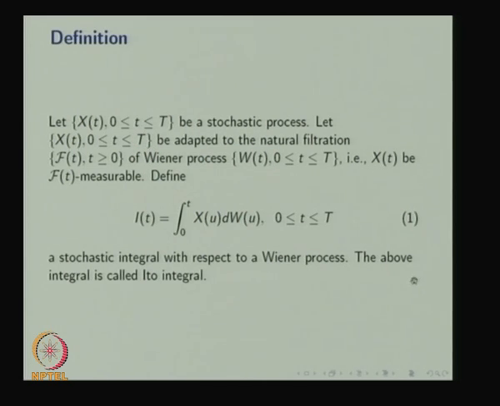Then we can define this integral and call it an Ito integral. So X_t has to be F_t measurable, and F_t is the natural filtration for the Wiener process W_t. Then for all values of t between 0 and capital T, I(t) is called the stochastic integral, because this is not the usual integral; this is a stochastic integral with respect to the Wiener process W_t. This is the definition of the Ito integral.